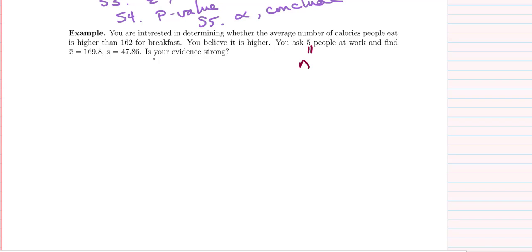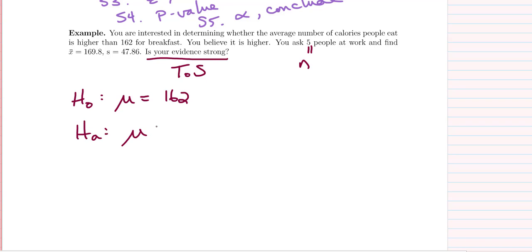Is your evidence strong? So this is a key phrase telling us that we're conducting a test of significance. All right, so our null hypothesis is that mu is equal to 162, because this is a statement of no difference. And our alternative is that mu is greater than 162, because that's what we're claiming here.